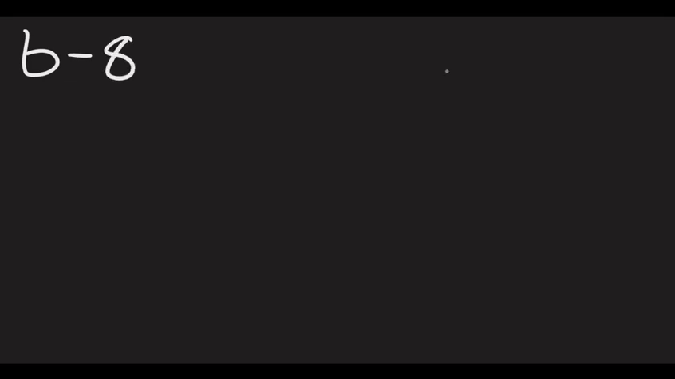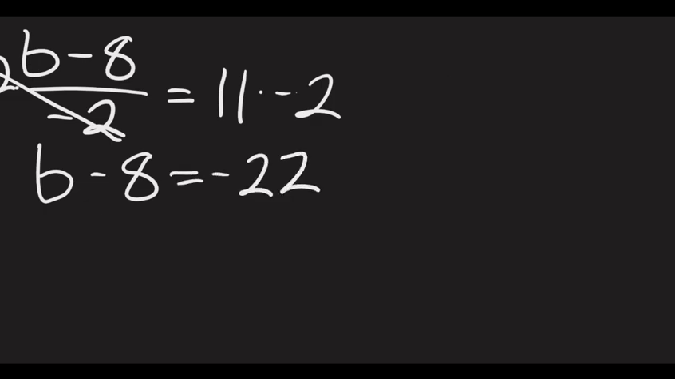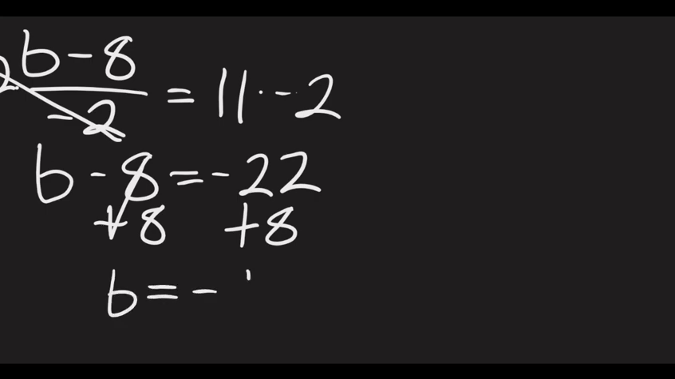Next we have b minus 8 over negative 2 equals 11. The first step here is to multiply both sides by negative 2. On the left side, the negative 2's cancel, and we have b minus 8 equals negative 22. Then we have to add 8 to both sides. This is going to give us b equals negative 14.